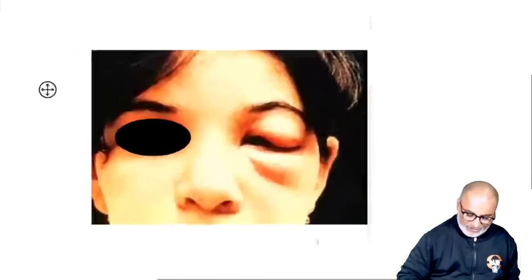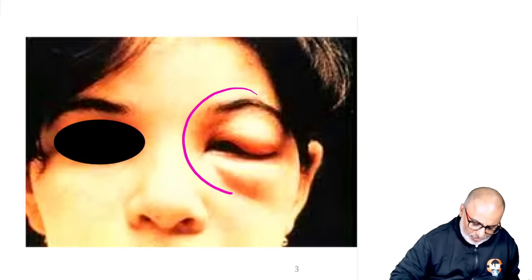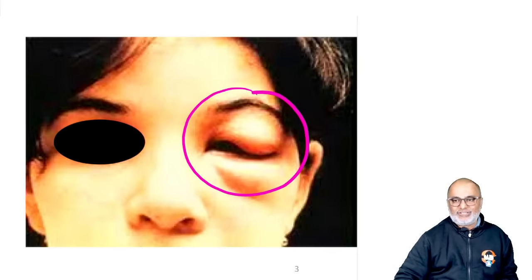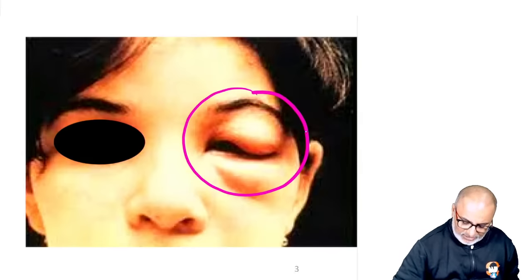Next is, see the picture. In exam, I got a very good comment. Sir, within 1 minute, how can I remember all those things? Simple. See this picture. This picture says unilateral periorbital edema with ptosis. We call it as Romana sign.